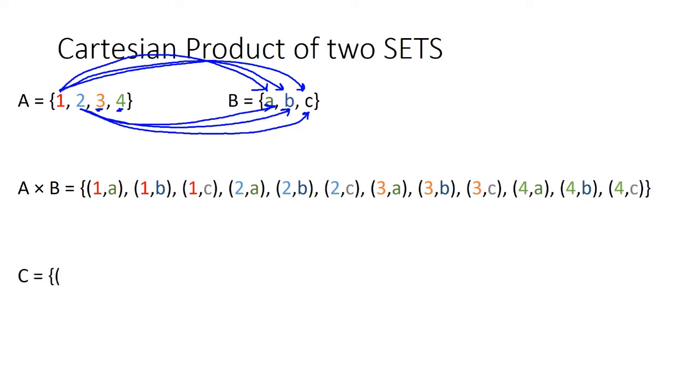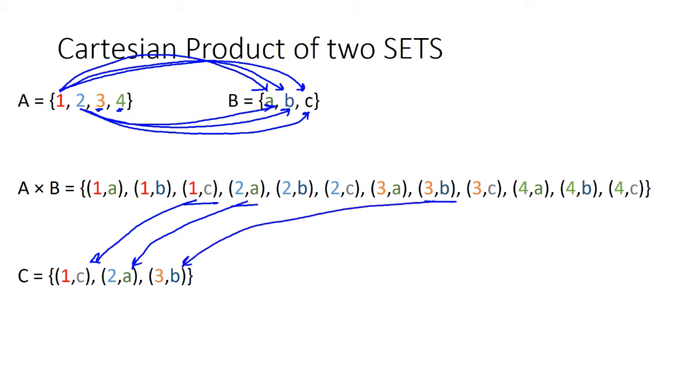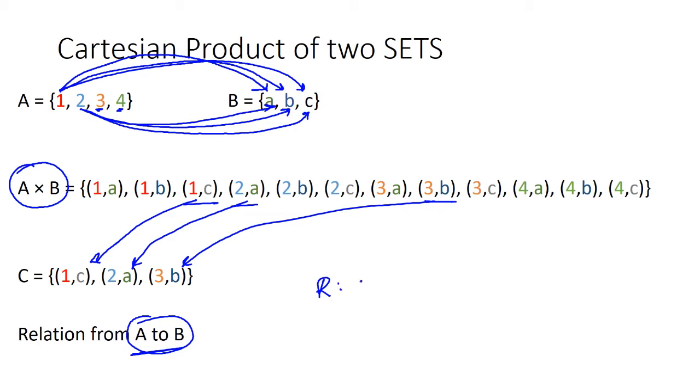Now, let us consider we have another set C, which contains 3 ordered pairs: (1, c), (2, a), and (3, b), which clearly indicates that C is a subset of A cross B. So, any subset of A cross B is defined as a relation from A to B. This is the definition of a relation. Any subset of A cross B is defined as a relation from A to B and is generally expressed as relation R from A to B.